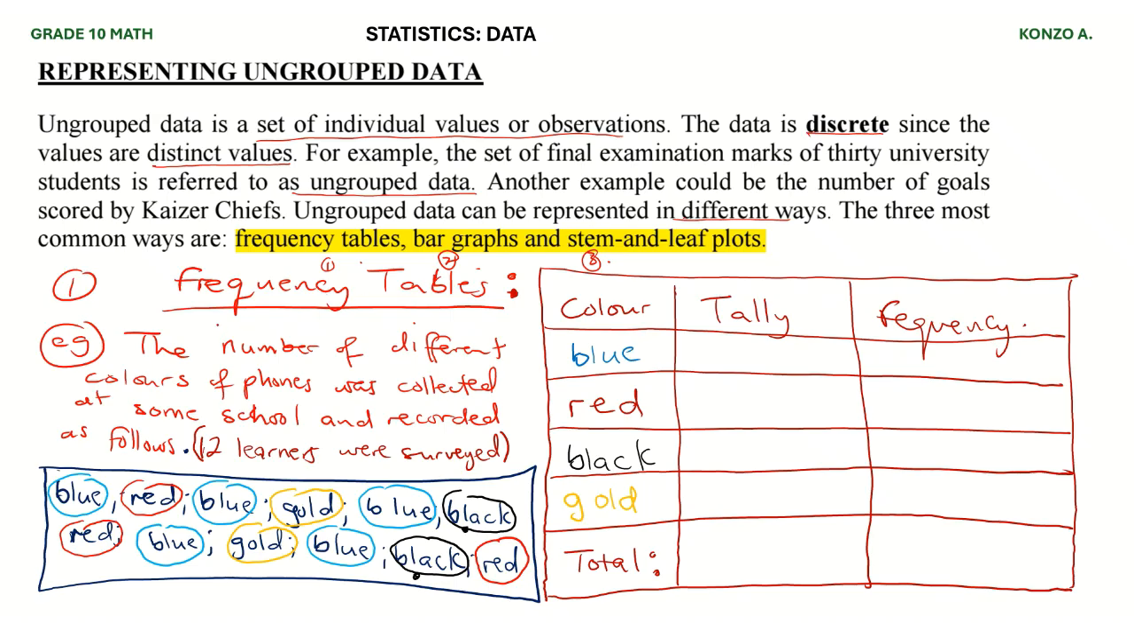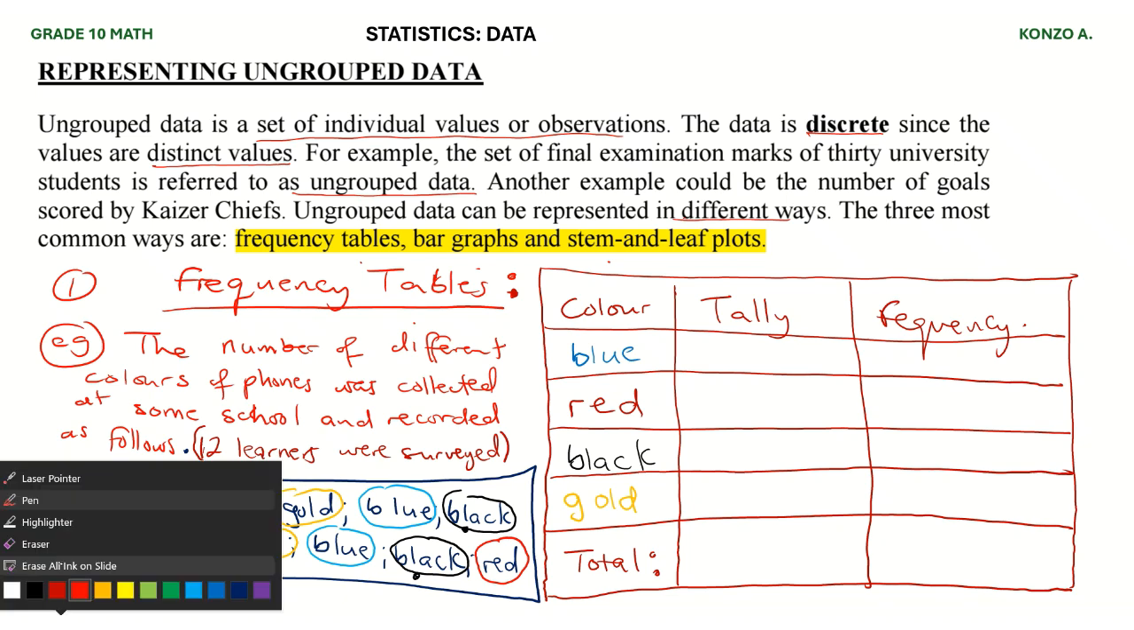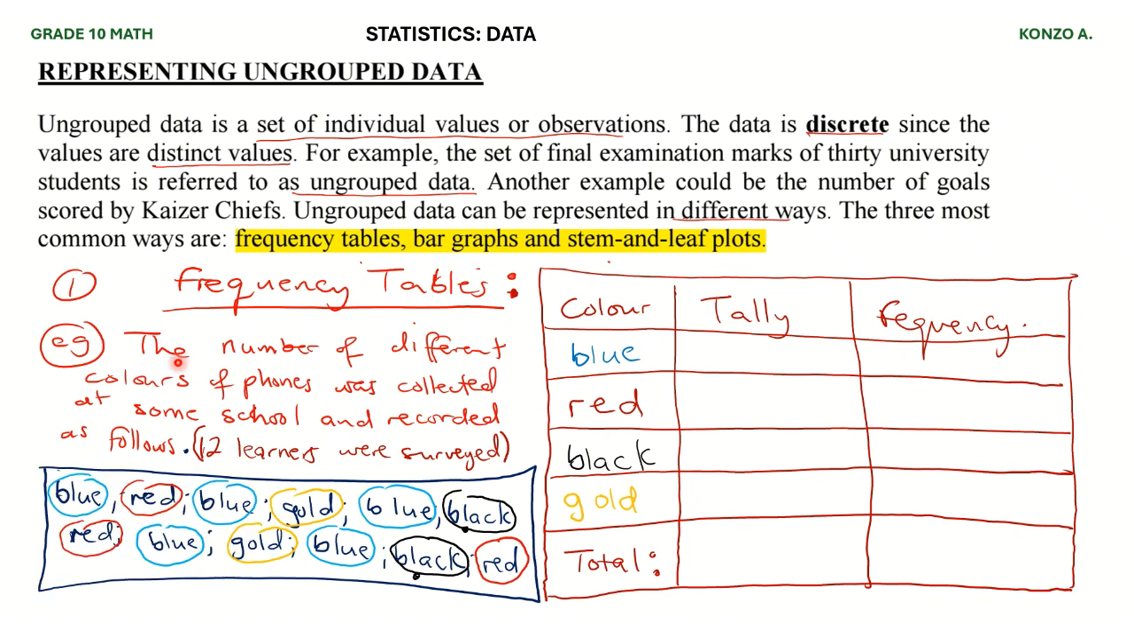Our first segment is going to focus on frequency tables. I've already drawn a table template on the right-hand side here, but let's try to understand the question so that we move together. I have an example here. The number of different colors of fonts was collected at some school for 12 learners, and recorded as follows.